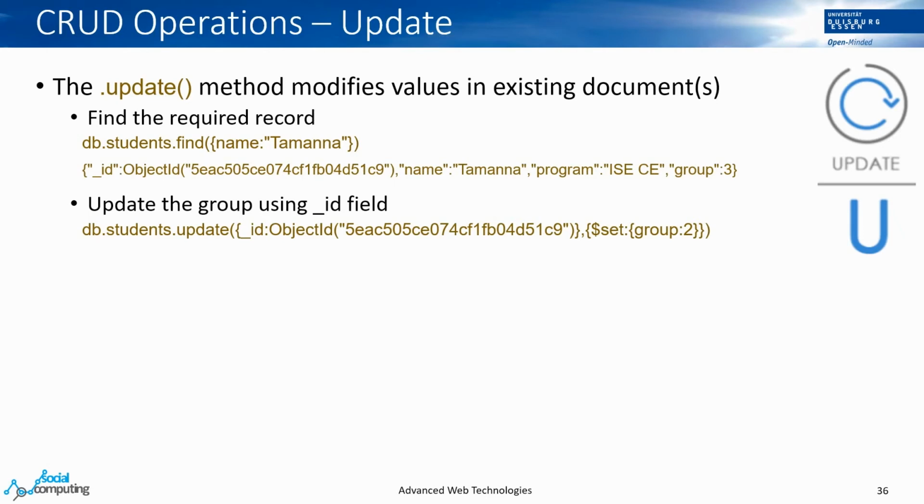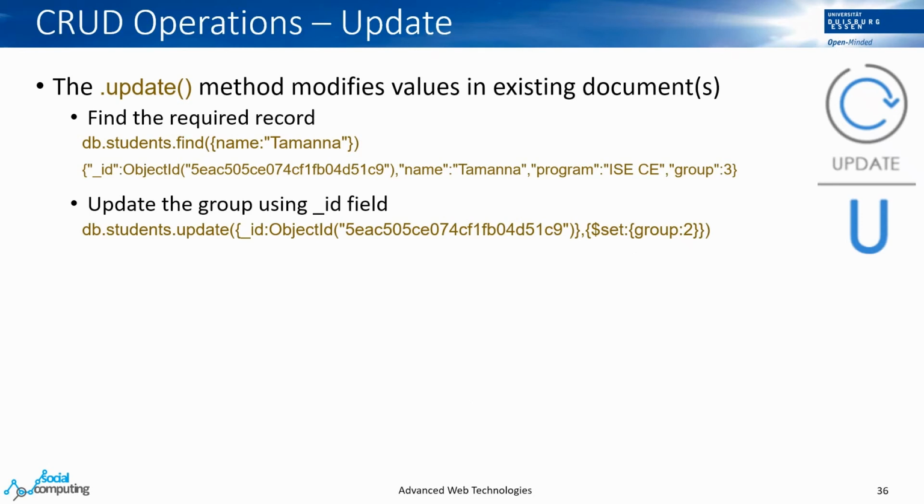Or you can use any additional field if you know that that field is unique, and you will be able to directly pinpoint that record. For example, if you want to update the group of Tamanna, we are going to specify db.students.update, and then the first parameter is the criteria based on which we are going to find this record, and we say here _id colon ObjectId and the id of the record or the document of Tamanna, and then the next parameter is the object in which we specify the items that need to be updated.